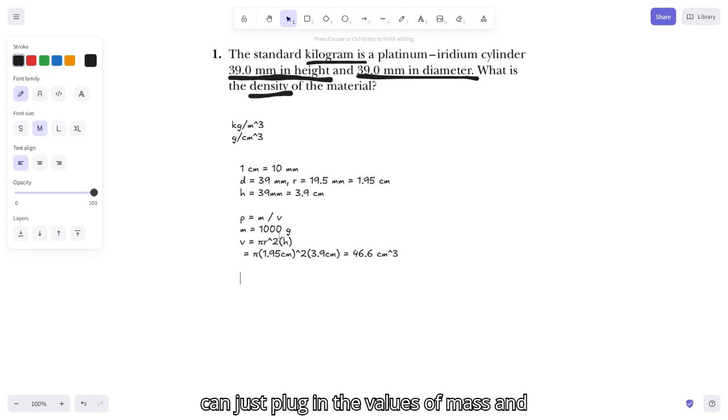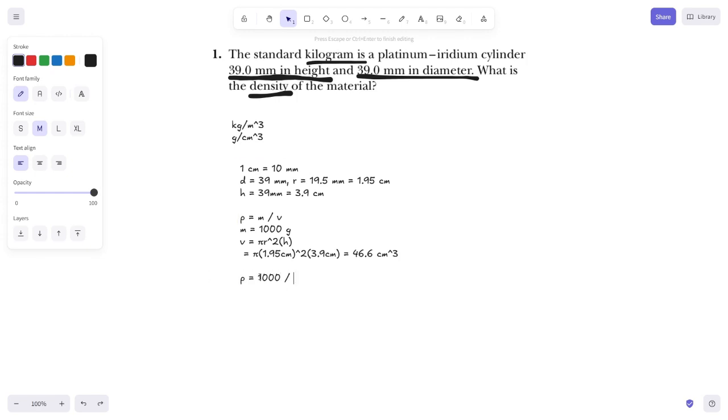Now we can just plug in the values of mass and volume into the density function. So rho is equal to 1,000 over 46.6. This is in grams, and this is in centimeters cubed, and this is going to equal 21.5 grams per centimeter cubed.